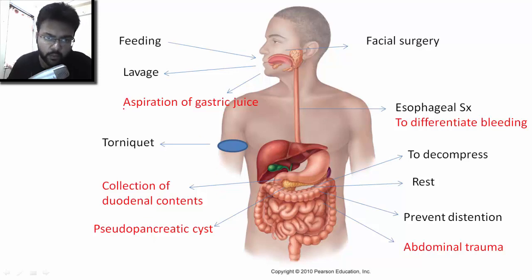So this is once again the summary. This can be used for gastric function tests to know the basal acid secretion and the pentagastrin stimulated acid secretion. It can be used to differentiate bleeding above the pylorus and below the pylorus, for collection of duodenal contents like in typhoid carriers or tubercle bacilli in pediatric patients. It can be used for pseudopancreatic cyst to demonstrate the Bates sign, and after abdominal trauma, if it is blood stained, an emergency laparotomy is indicated.